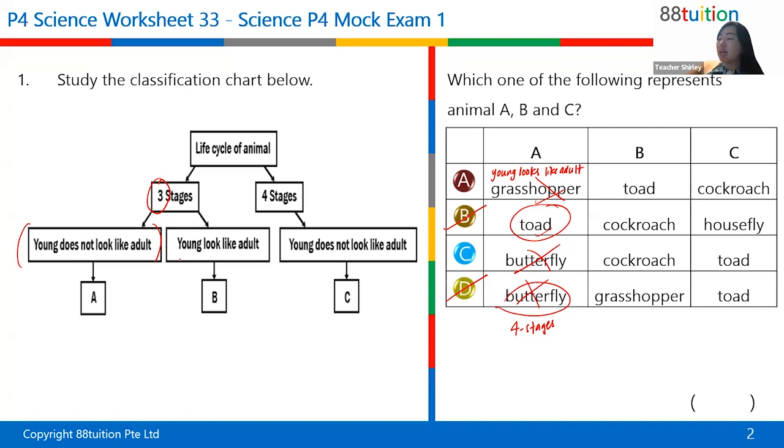Okay, never mind. The young look like the adult. That is a cockroach because cockroach has three stages, right? The cockroach has three stages and it looks like the adult. So the other one will be four stages. So four stages has got to be housefly. Toad and cockroach are not four stages. They are three stages. Okay, so therefore the answer is B. So this one is testing you on life cycles, and by life cycle they mean different life cycles there. Okay.